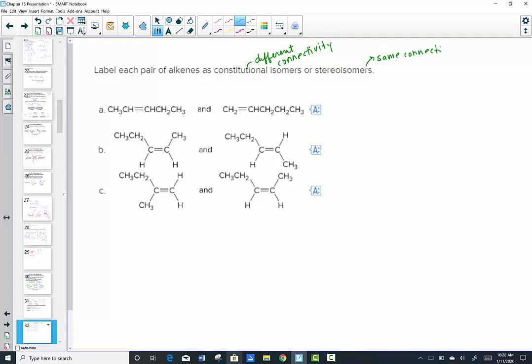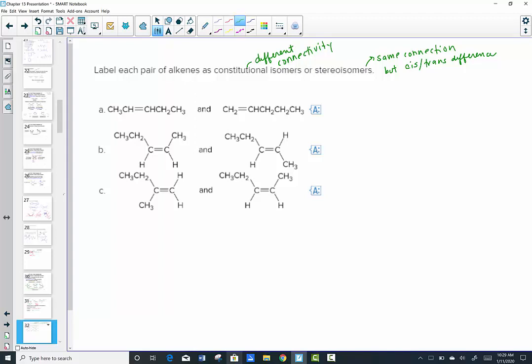And if neither of those meet the criteria, they might be different molecules altogether. That doesn't have to be, but it looks like in this example, we're telling you that these are pairs of alkenes that are isomers. We want to decide if they're constitutional isomers or stereoisomers. Alrighty. So what do you think about letter A?